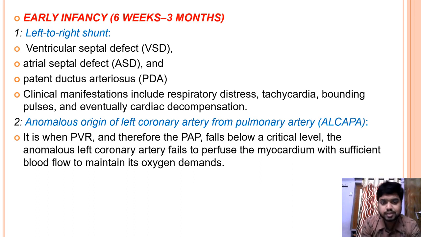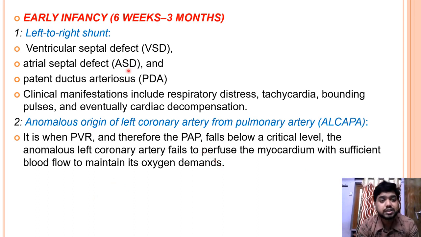So what happens basically? Usually coronary arteries are supposed to arise from the aorta because it is 100% saturated blood which has to supply the myocardium. But what if it is arising from the pulmonary artery? You see, the pulmonary artery arises from the right ventricle, which carries completely desaturated blood. So if the coronary artery is arising from the pulmonary artery and that blood is going to supply the myocardium, the myocardium suffers obviously. It is where pulmonary vascular resistance and pulmonary arterial pressures fall below a critical level, and the anomalous vessel fails to perfuse the myocardium. So obviously the child lands up in shock, failure.